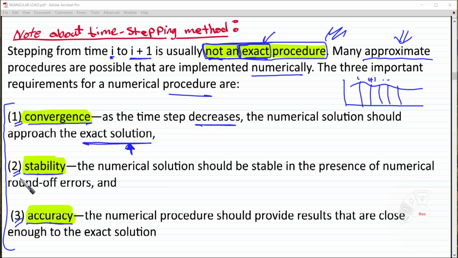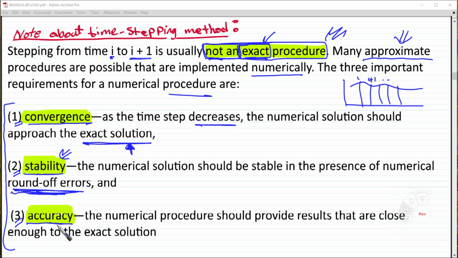Number two, stability. The numerical solution should be stable in the presence of numerical round-off errors. This is a main issue for those who are concerned with numerical solutions. Stability is an issue, especially for the round-off errors.